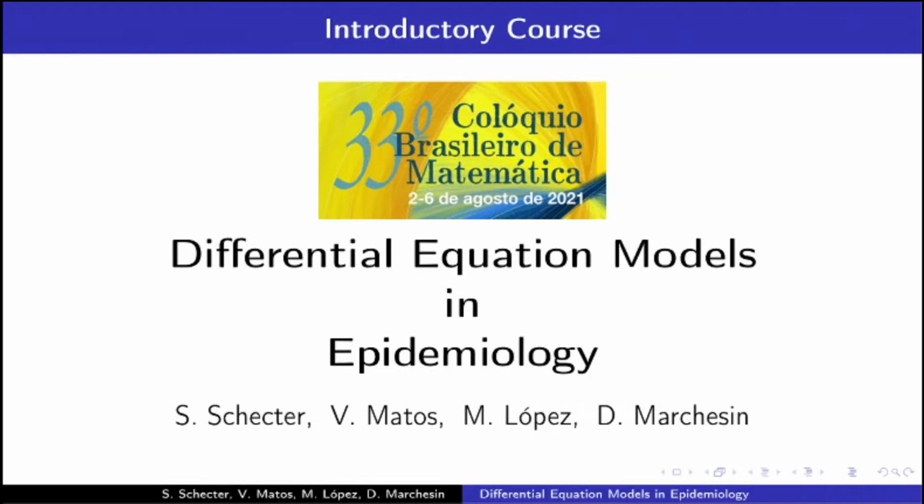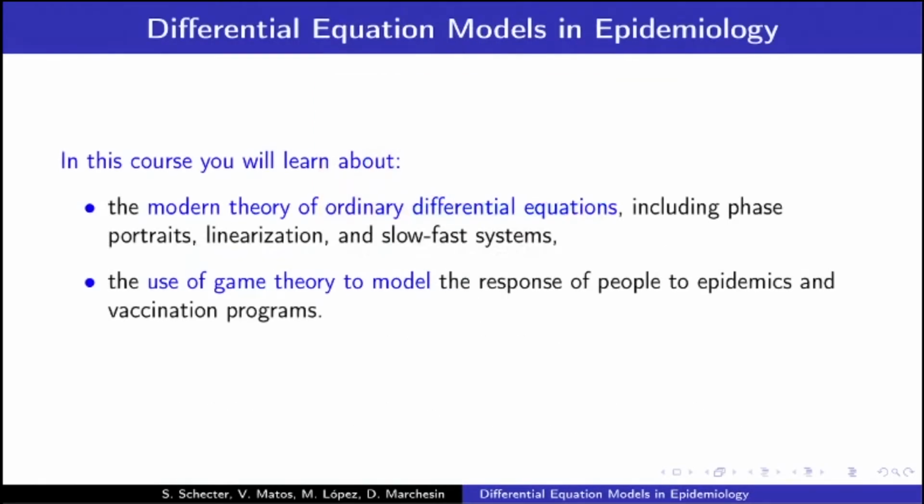In this course, we will introduce differential equation models of infective diseases, which are diseases passed from person to person, such as COVID-19. In this course, you will learn about the modern theory of ordinary differential equations, including phase portraits, linearization, and slow-fast systems, and also the use of game theory to model the response of people to epidemics and vaccination programs.